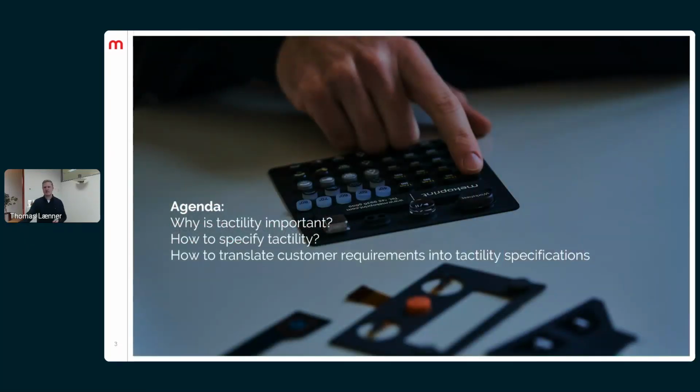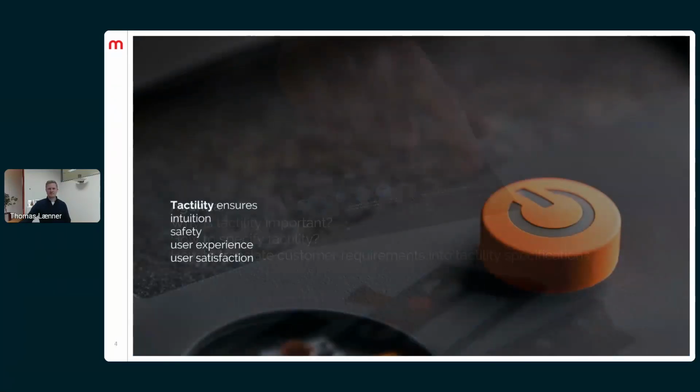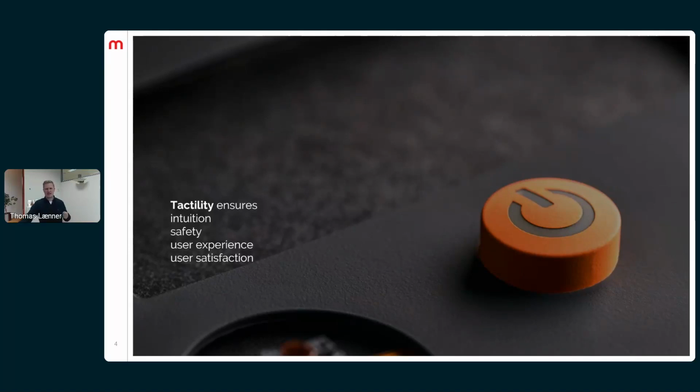So for the next 20 minutes, I'll go through these points. Why is tactility important? How to specify tactility, and how to translate customer requirements into tactility specifications. So, tactility is an important part of the user experience. It's essential for good and safe operation of a device, but it's also an important part of the overall user experience and user satisfaction.